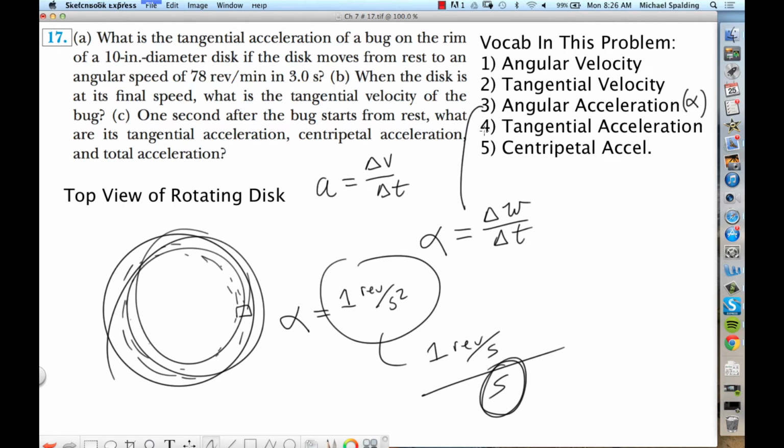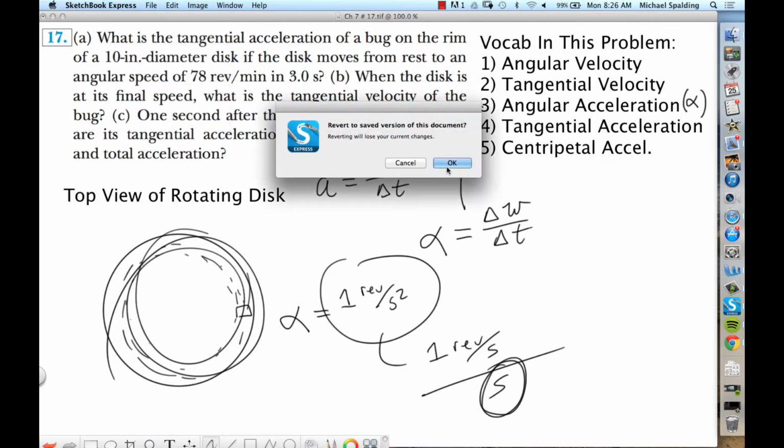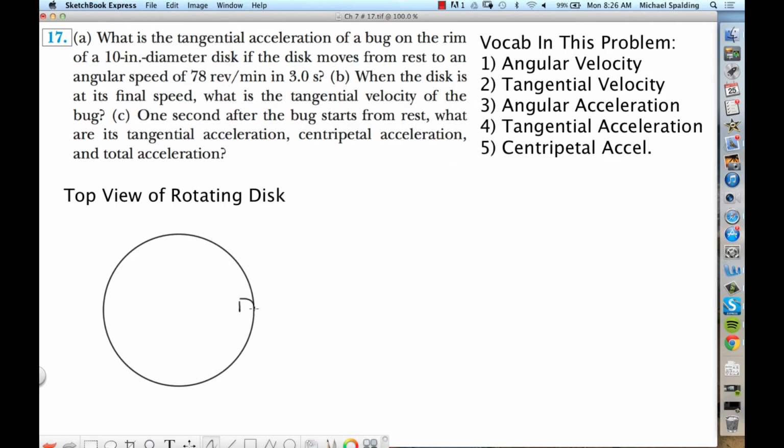Tangential acceleration, number 4 on the list. What would tangential acceleration be? Well, here we have the object. It's got a tangential velocity. Now look, tangential velocity and tangential acceleration go hand in hand, right?